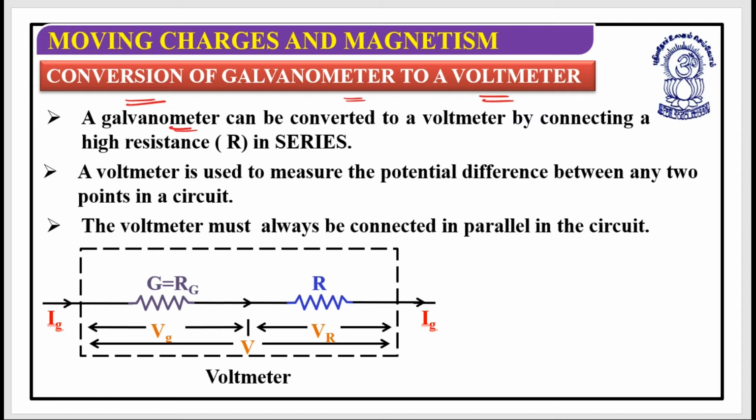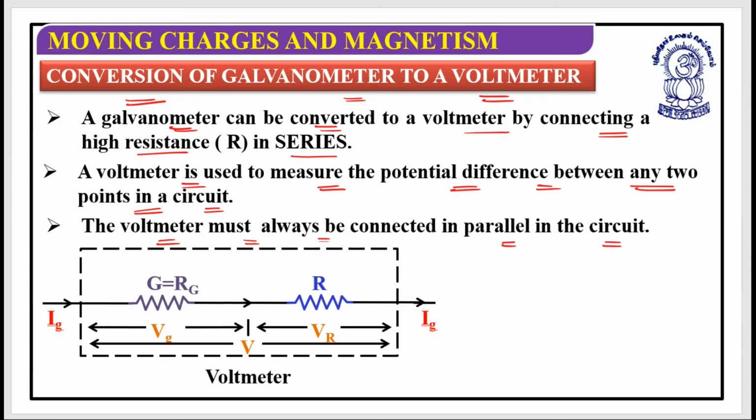We can say that a galvanometer can be converted to a voltmeter by connecting a higher resistance in series, and a voltmeter is used to measure the potential difference between any two points in a circuit. And a voltmeter must always be connected in parallel in the circuit.